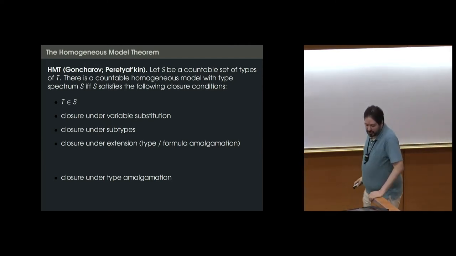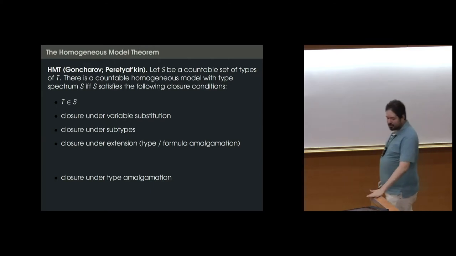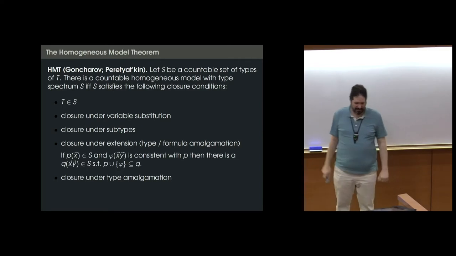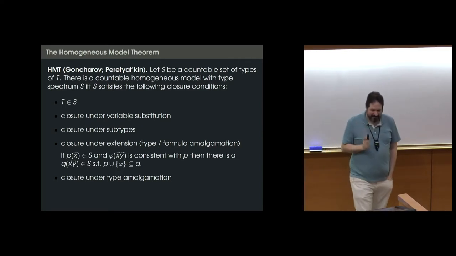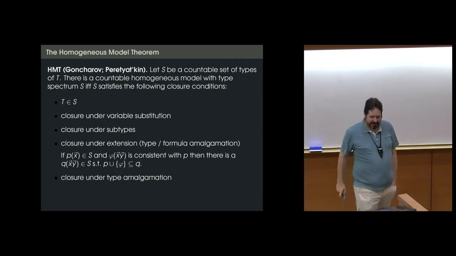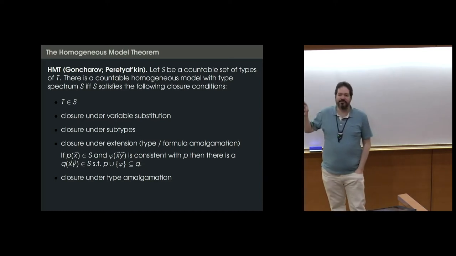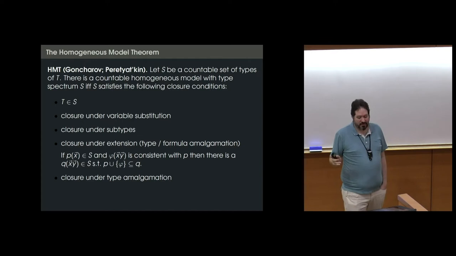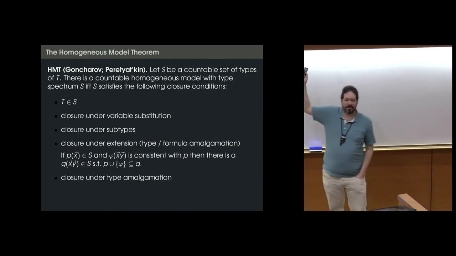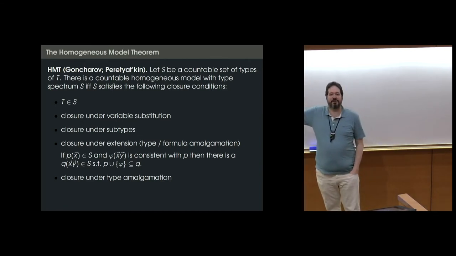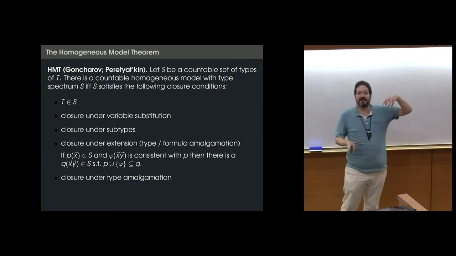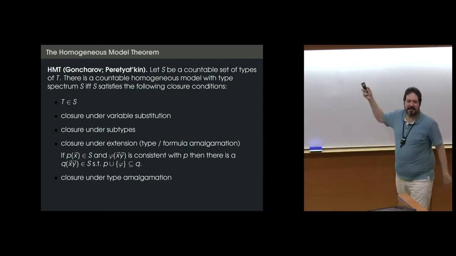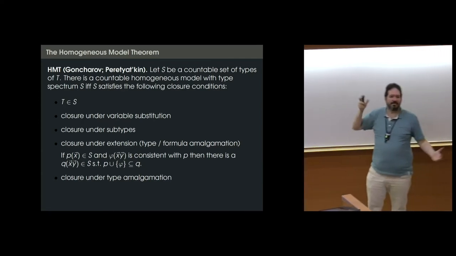And then the two interesting ones. One of them is closure under extension, which is type forming amalgamation. What that means is, if you have a type P in S in the variables X, and you have this formula phi in the variables XY that's consistent with P, then there is a type Q in S that amalgamates the two of them, such that P and phi are both in Q. So you can amalgamate types with formulas. And obviously, this doesn't even have anything to do with homogeneity, right? If you're going to be the type spectrum of a model, that has to be the case.